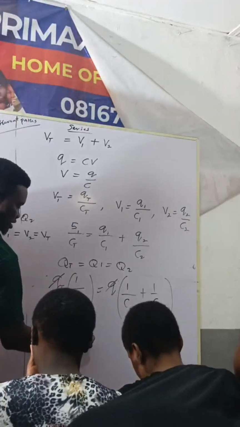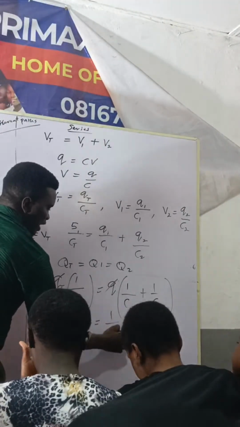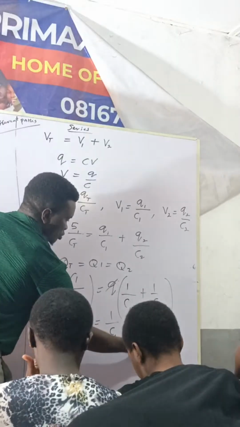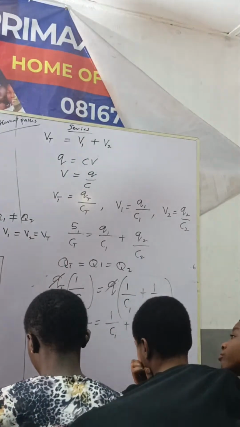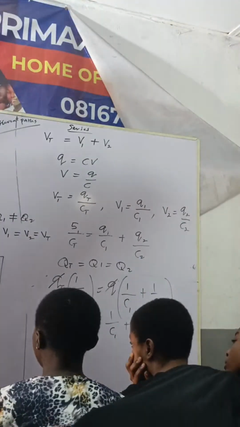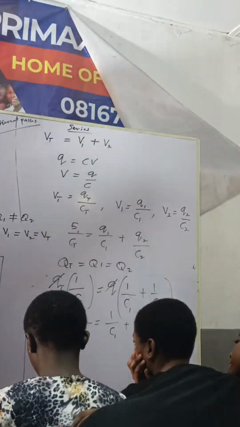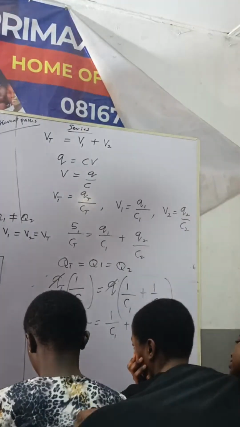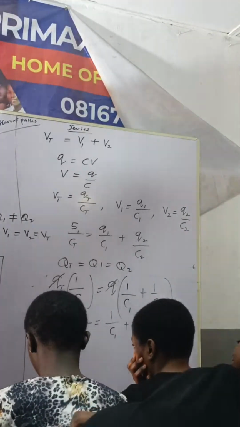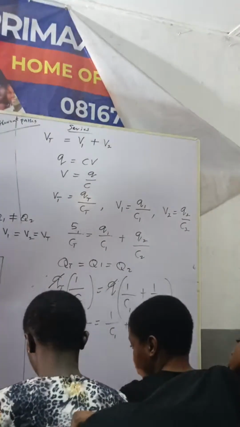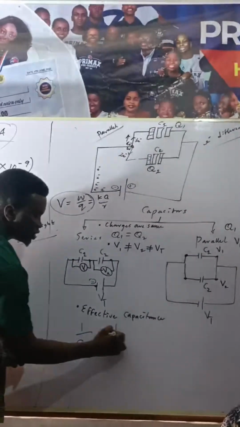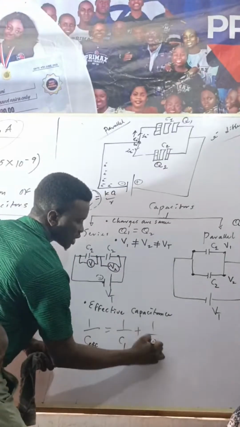Sorry, I might write it here. 1 over C total will be 1 over C1 plus 1 over C2. So whenever you connect capacitors in series, your effective capacitance, we call it effective, is going to be 1 over C effective or C total, which will be 1 over C1 plus 1 over C2.